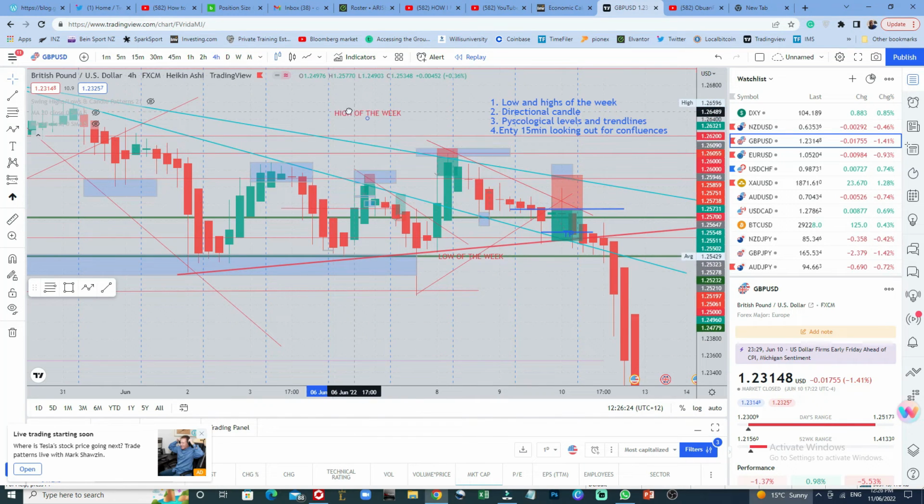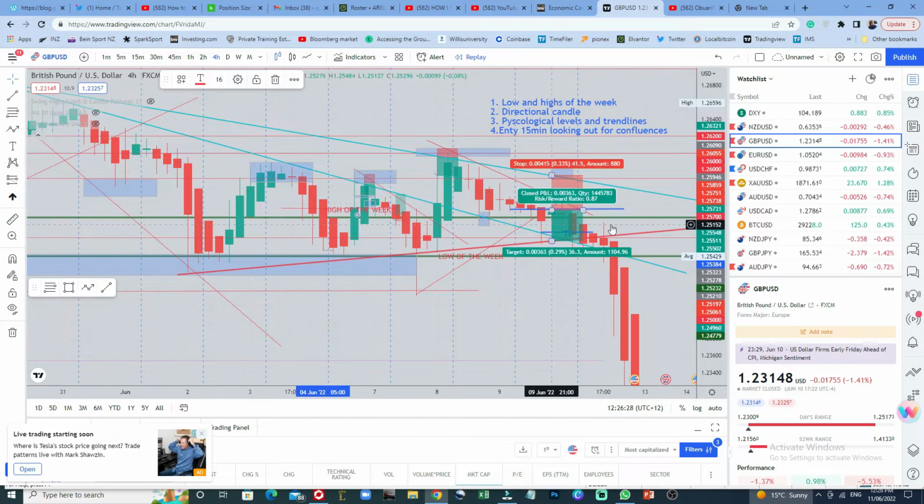You can see it here, high of the week, which I put on top after drawing this thick line. Then secondly, I waited for the market to play out, and when it played out, the second candlestick was the low here. So I drew a line here. So I have two parallel horizontal lines to identify the high and the low of the week.